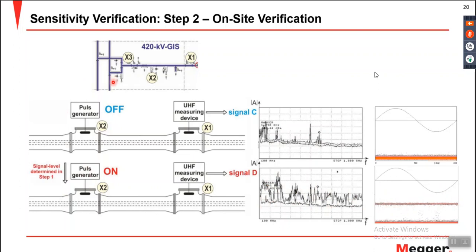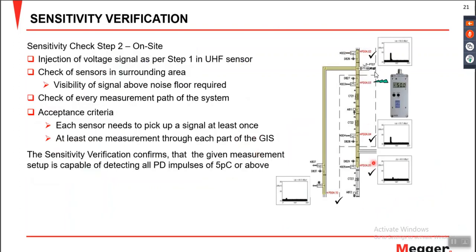So once you do this for the complete part of your GIS, that means you are injecting from one sensor and measuring at your adjacent sensors, what you can identify, per the acceptance criteria, is that each sensor needs to pick up the signal at least once by injecting with the pulse generator, and at least one measurement through each part of the GIS. So once all these measurement signals are captured, what you can confirm is that the given measurement setup is capable of detecting all PD impulses of 5 pC or above.